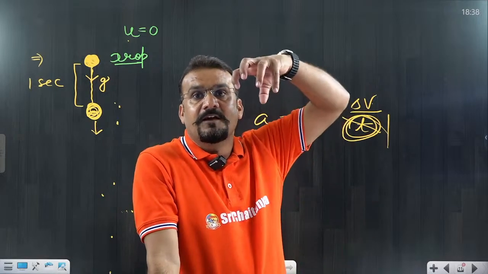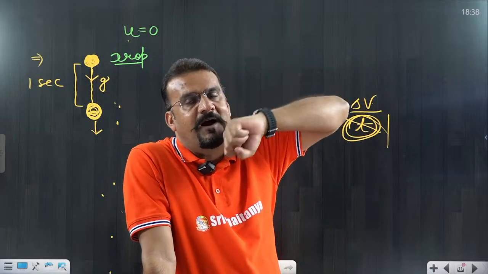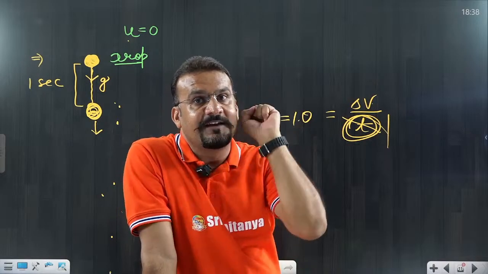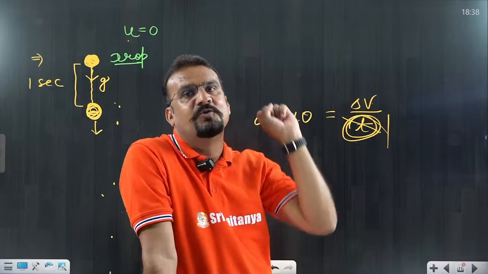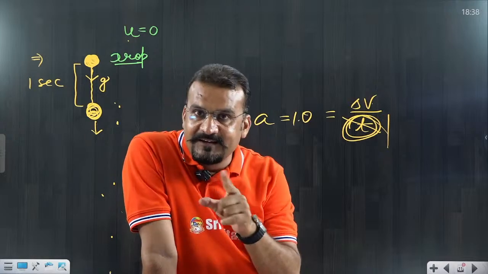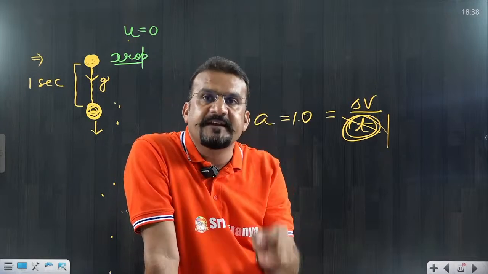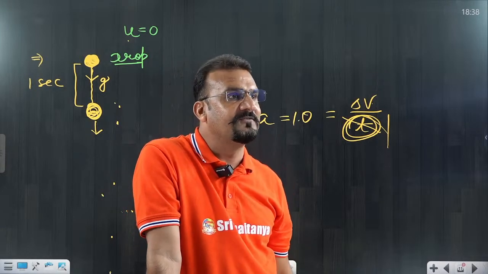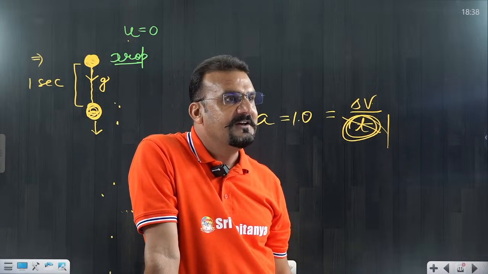So what is the question? A ball is dropped from some height. How much time does it take to reach the ground? 5 seconds, 5 seconds only. My question is, when the ball hits the ground, what is its velocity? Tell me fast in the comment box.